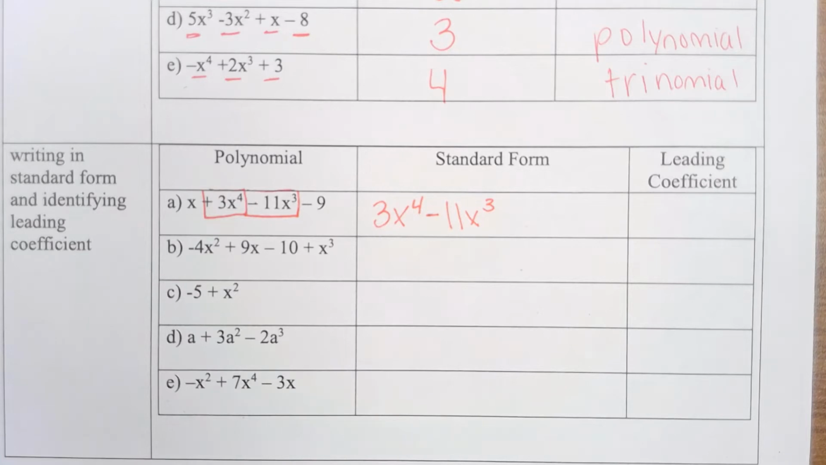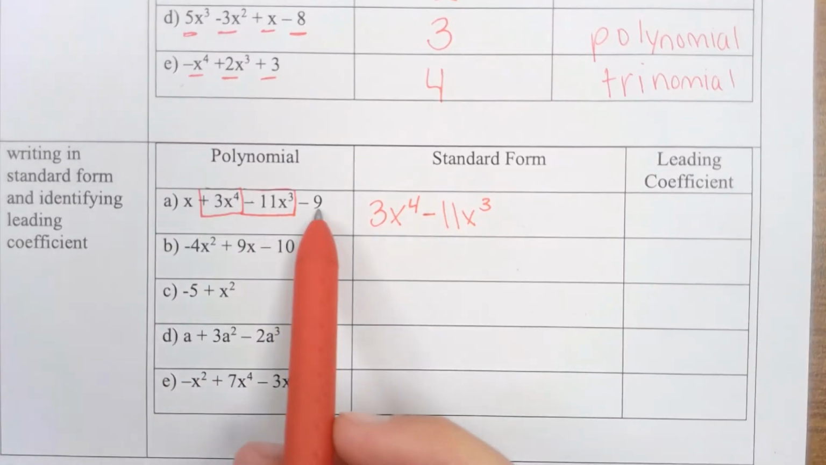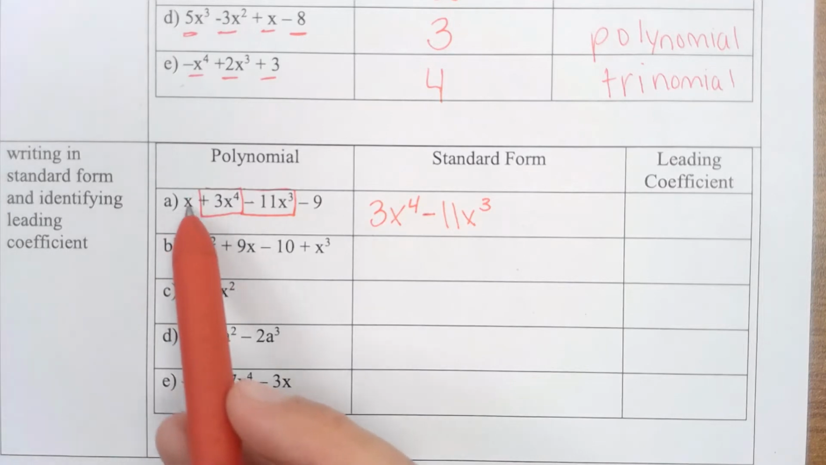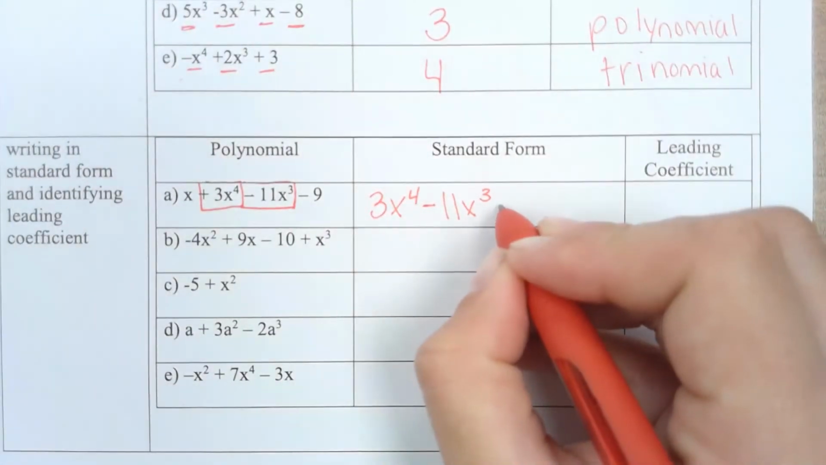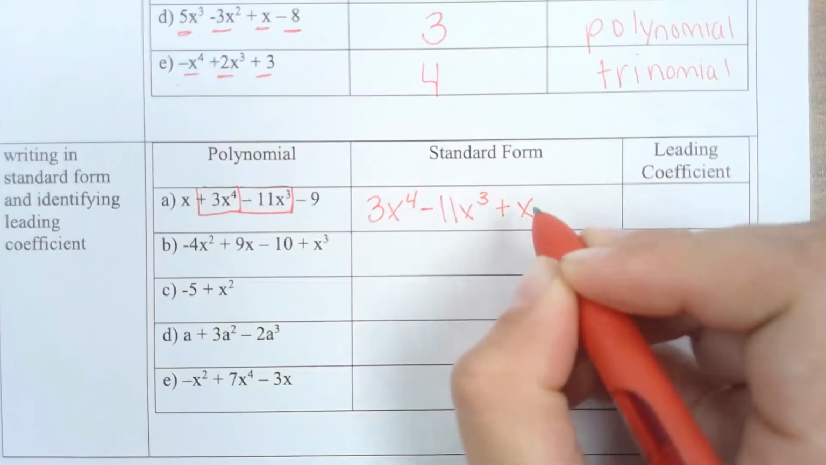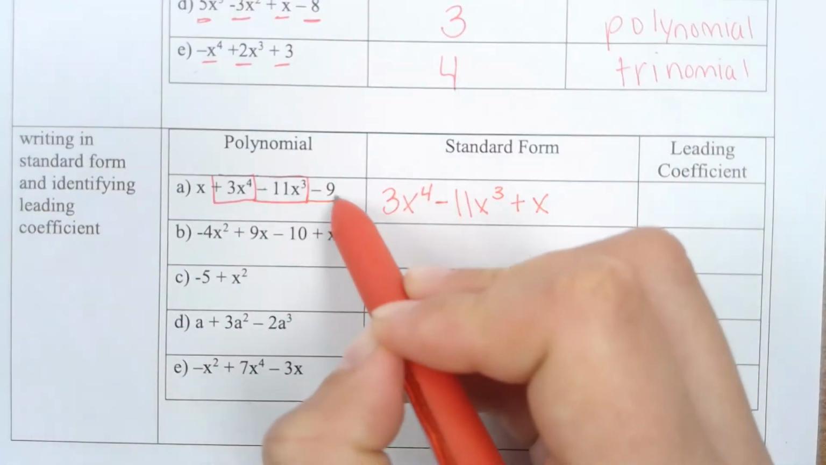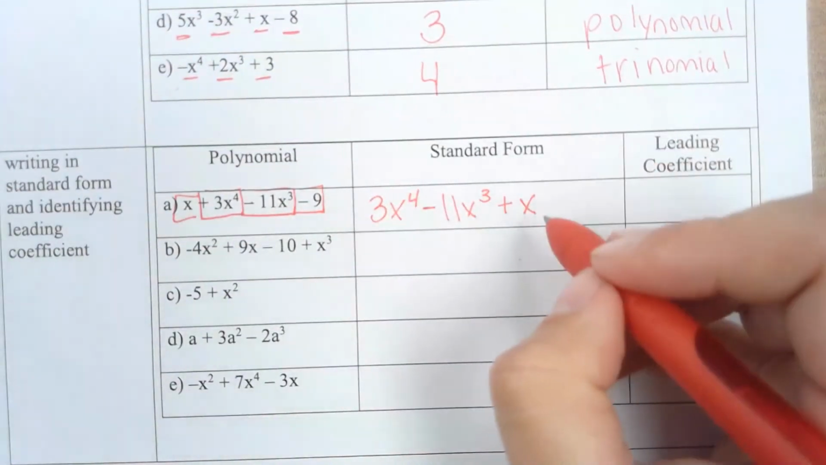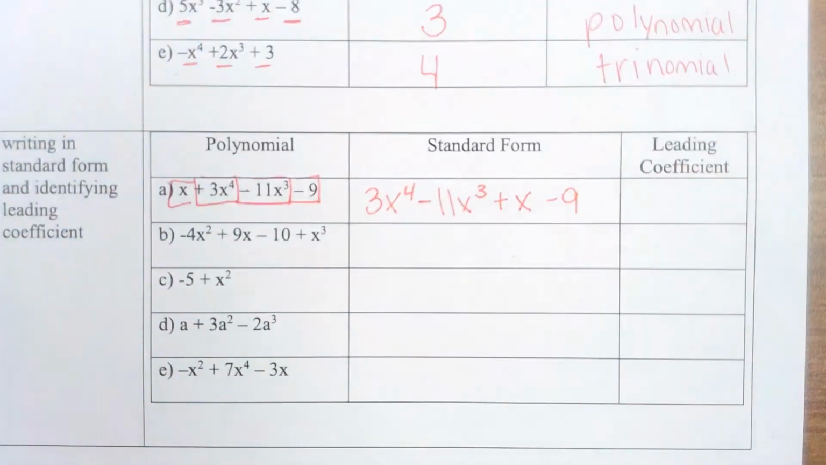Now again, we're going to find our next variable to the highest power. So I have an x, or a -9. So I do have a variable still. So this is to the first power. So that means that my next term is going to be that plus x. And then I can't leave out this -9 here, so I'm just going to attach that to the end. So standard form of this polynomial would be 3x to the 4th minus 11x to the third plus x minus 9.